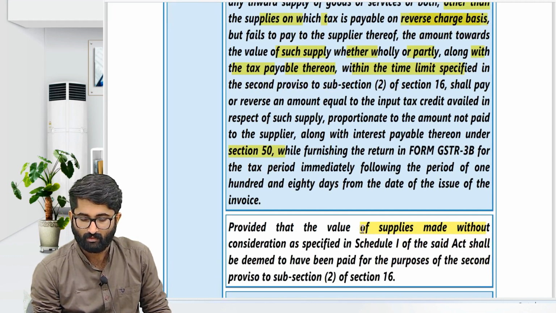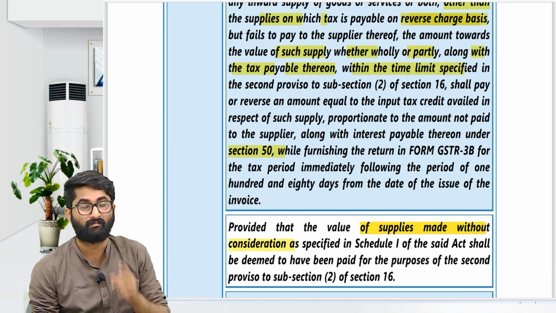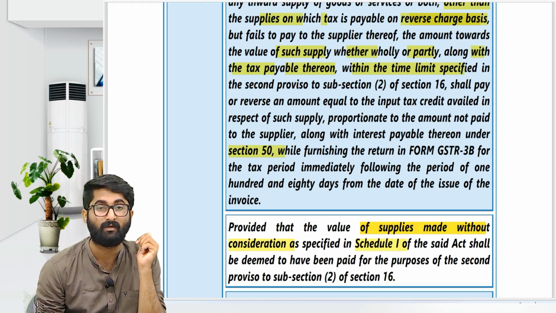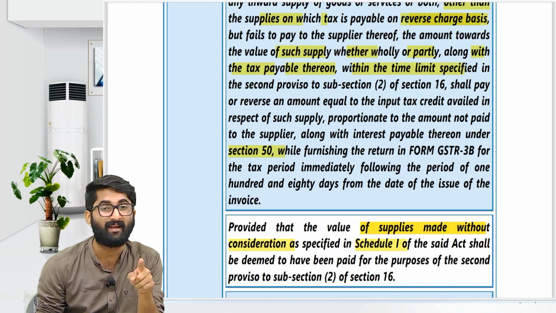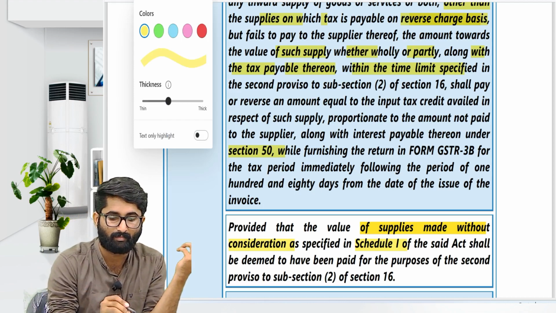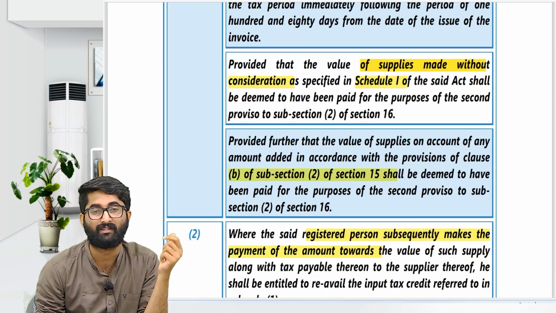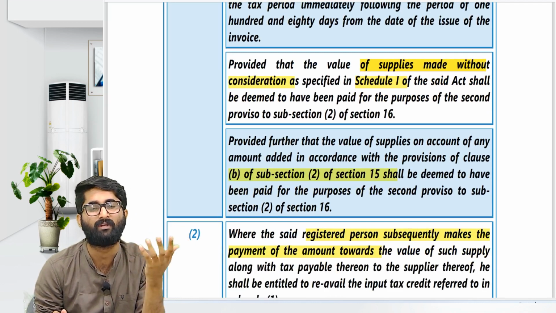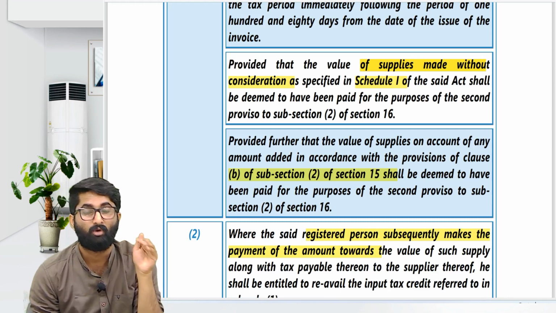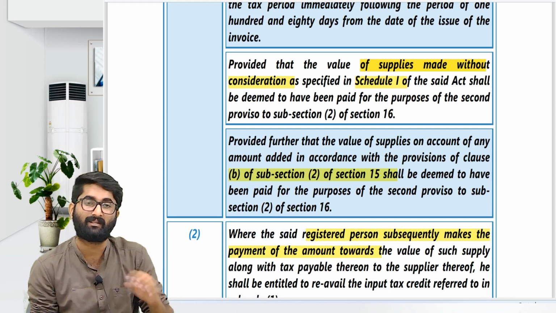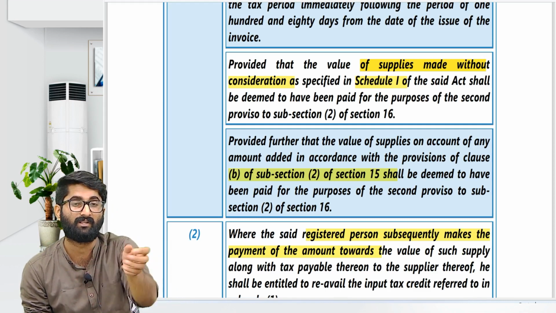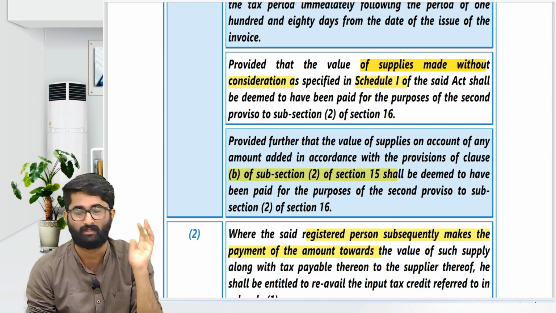Provided that the value of the supply is made without consideration. Remember, without consideration as per Section 7(1)(c) read with Schedule I. Schedule I items are without consideration. In that case, what is there to pay within 180 days? It is not required to pay at all, so this provision is not applicable. And one more is Section 15(2)(b). Remember the topic: obligation of the supplier met by the recipient. That is already paid. In that case again, the consideration is not required to be paid, and the 180 days rule is not applicable.